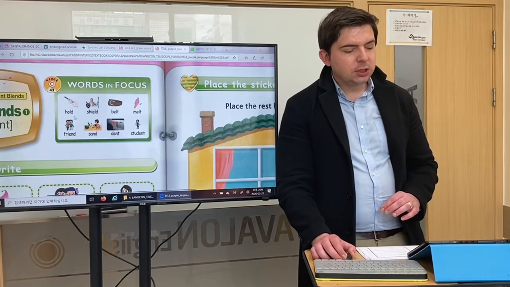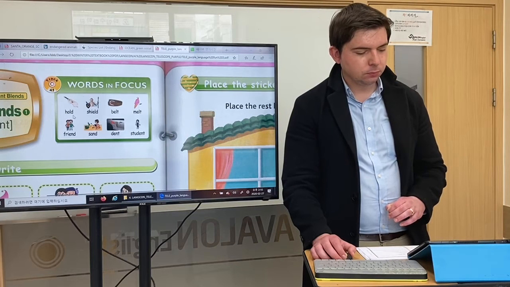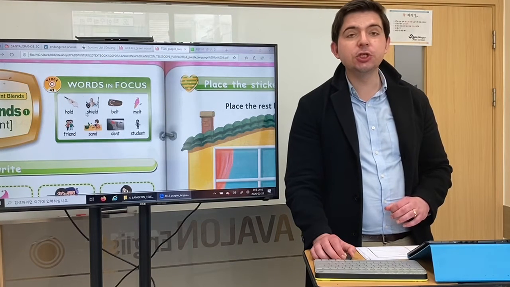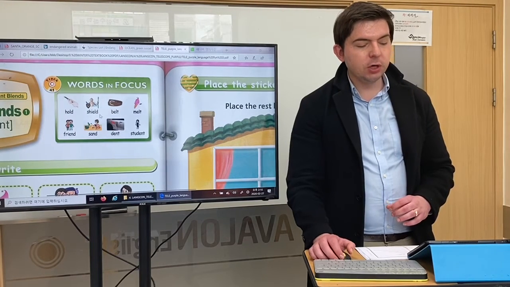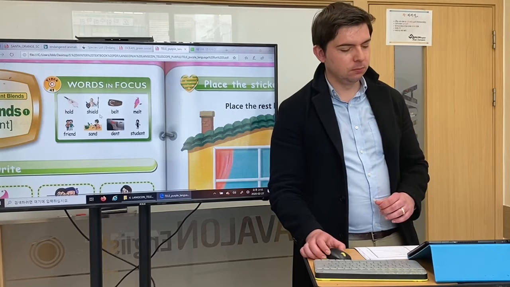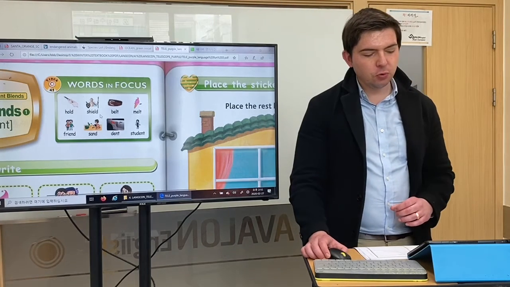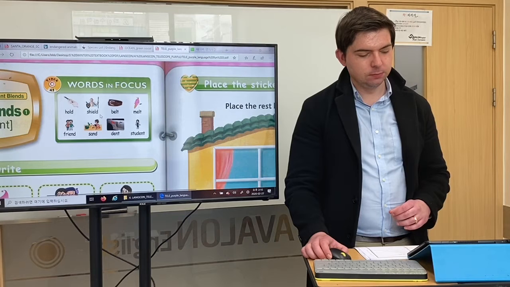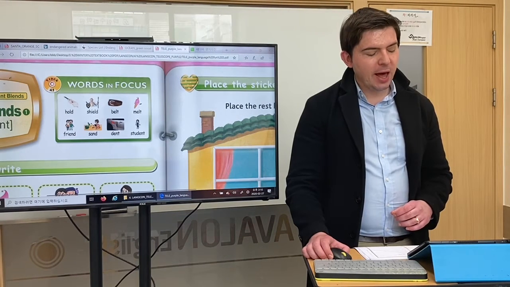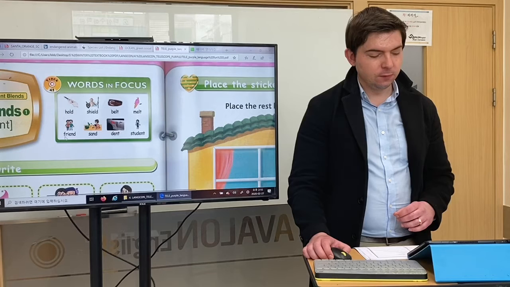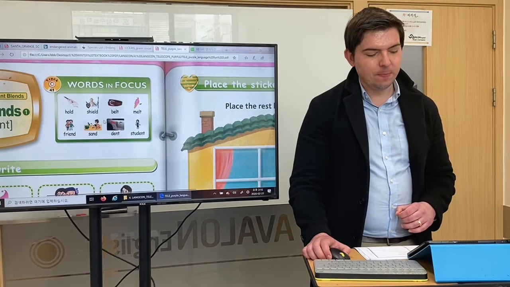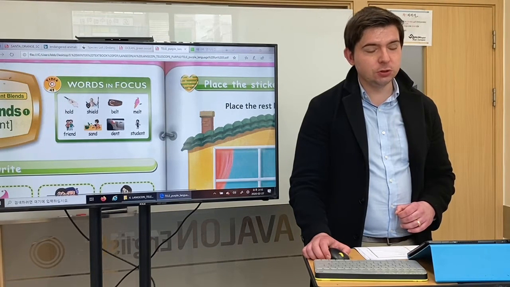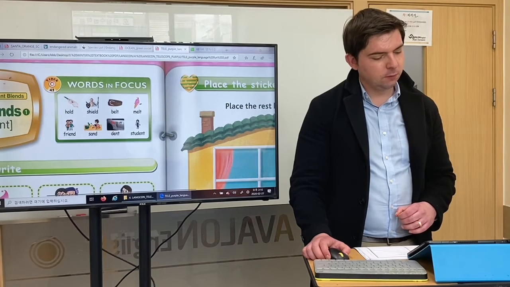The first word is hold. The next word is shield. The third word is belt. The fourth word is melt. Then we have friend, sand, dent, and finally student. Very good.